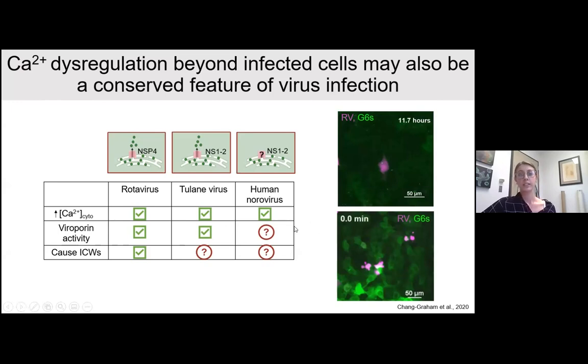So just to demonstrate phenotypically what we mean when we refer to intercellular calcium waves, here we see cells stably expressing a cytosolic calcium indicator. We'll see cytosolic calcium in green, and our rotavirus infected cells in this magenta color. Particularly during rotavirus infection, we can appreciate that there are these calcium signals that occur not only in the infected cell, but also in the neighboring uninfected cells. And this occurs in this very coordinated intercellular calcium wave pattern.